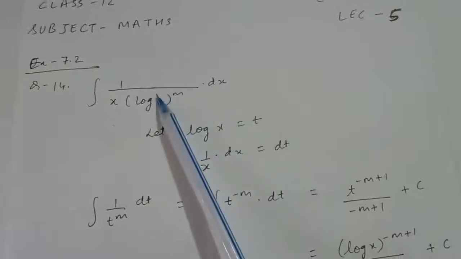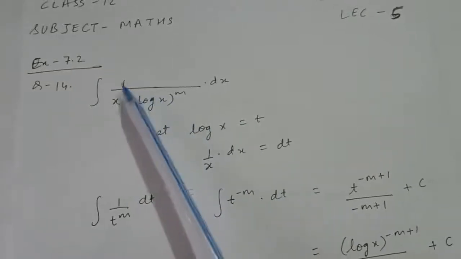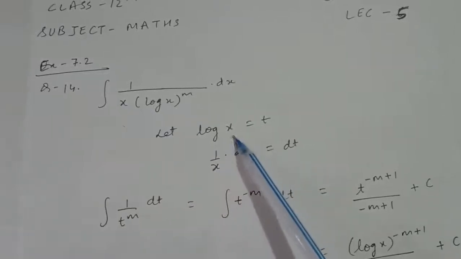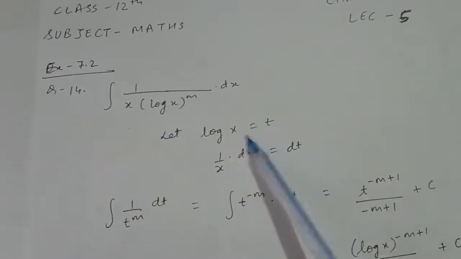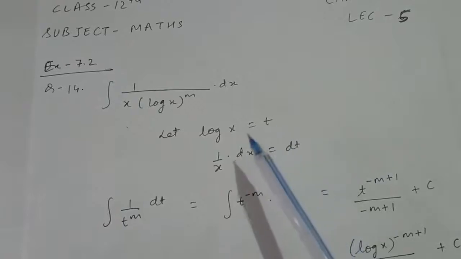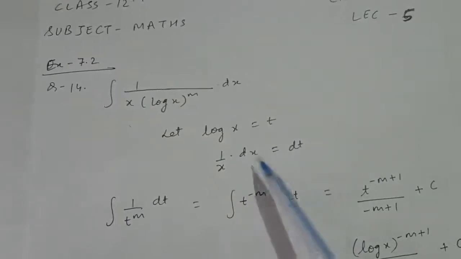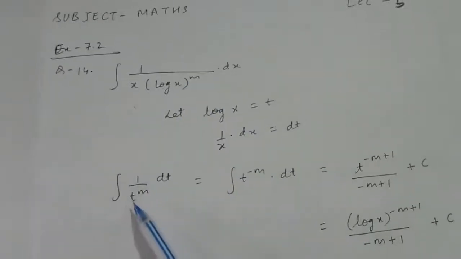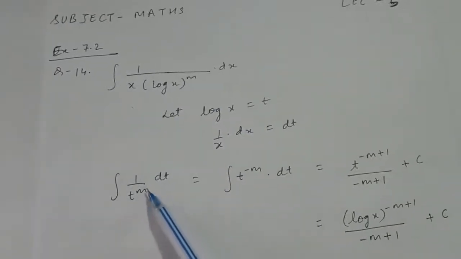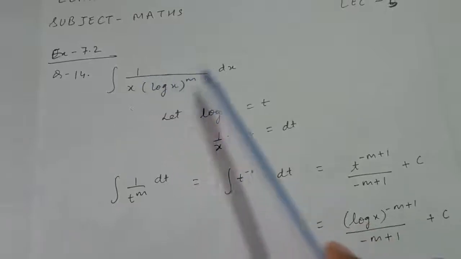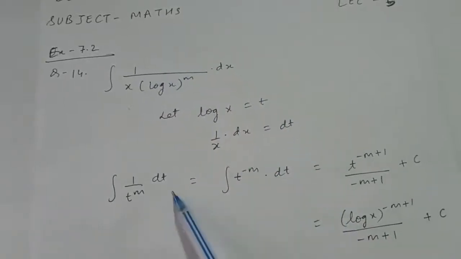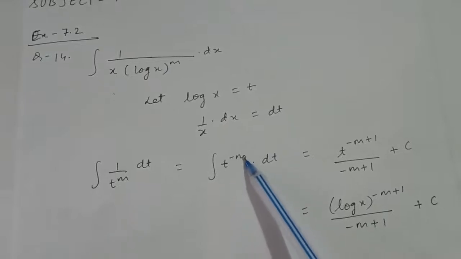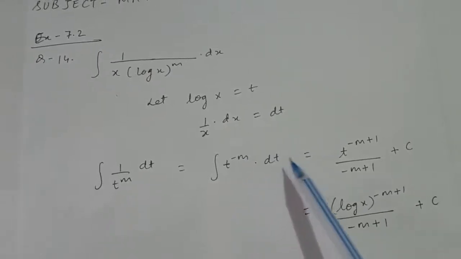Now you know the derivative of log x is 1 by x which exists in the integrand. Therefore, let log x is equal to t. Differentiate both the sides, then you will get 1 by x into dx is equal to dt. Now the integral becomes 1 upon t raised to the power m and 1 by x into dx is equal to dt. So this is equal to t raised to the power minus m into dt.